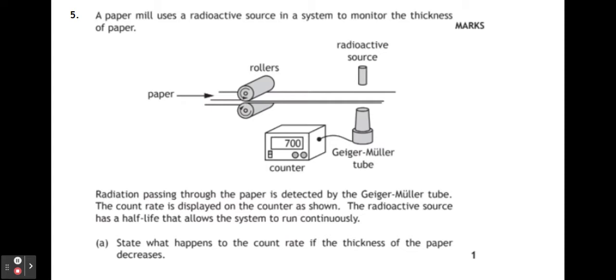What's going to happen? Well, the radiation is having to pass through the paper. And some of the radiation will be absorbed by that paper as it passes through. The thicker the piece of paper, the more radiation that will be absorbed. Therefore, if the thickness of the paper decreases, more of the radiation is going to make it through. Therefore, the count rate is going to increase.